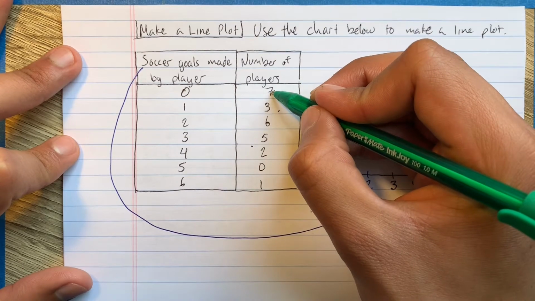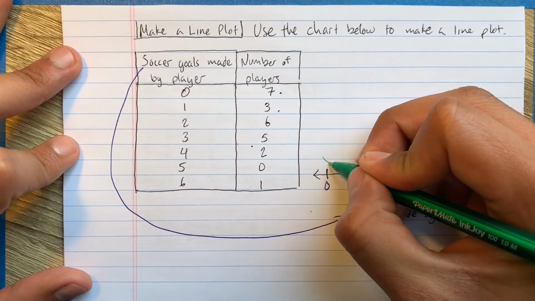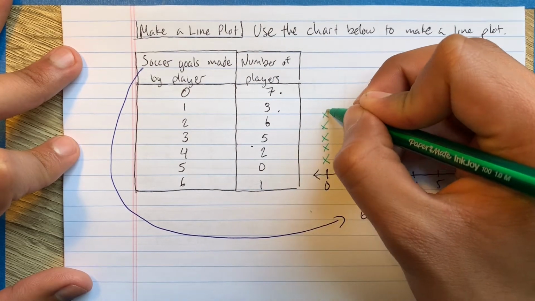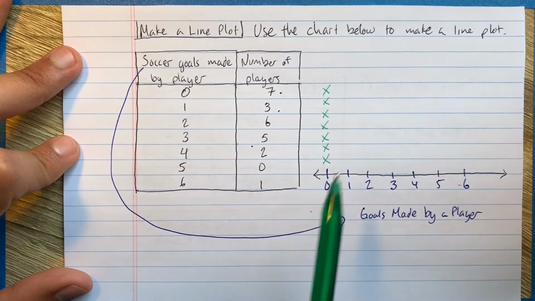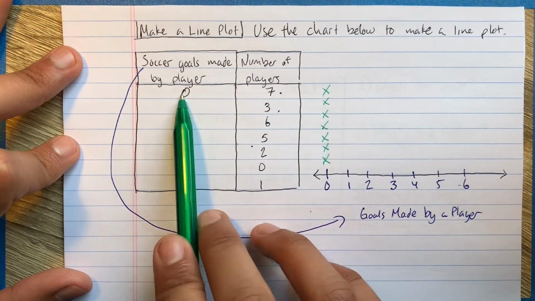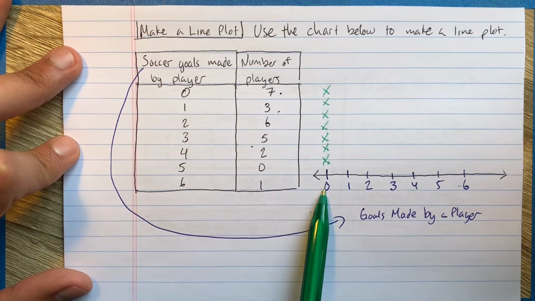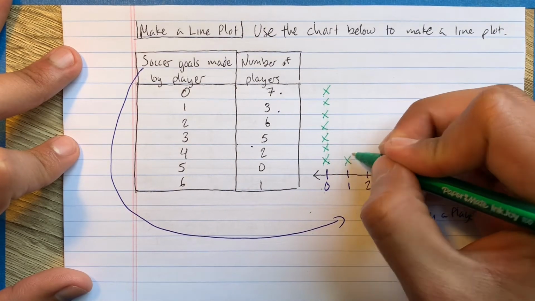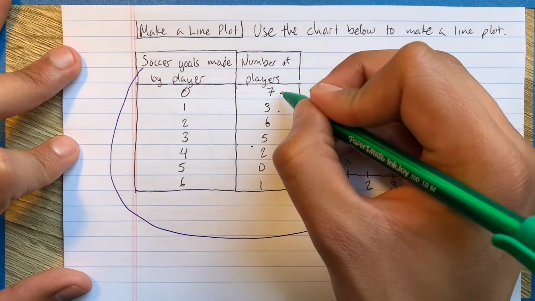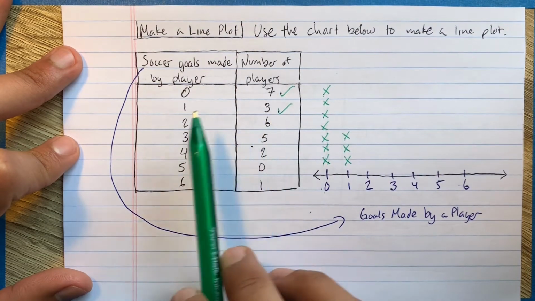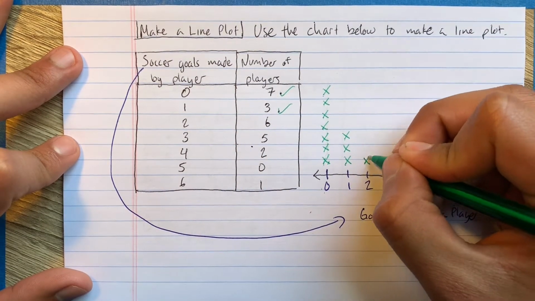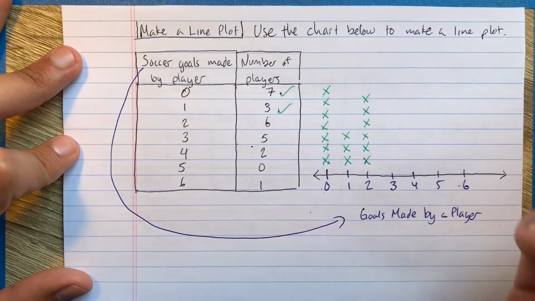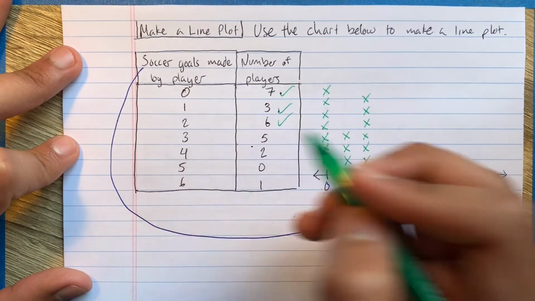So 7 players made 0 goals. So I'm going to represent that by drawing 7 X's. 1, 2, 3, 4, 5, 6, 7. Again, since 7 players made 0 goals, I'm going to put 7 X's above the 0. It looks like 3 players made 1 goal, so I'm going to do 1, 2, 3. 6 players made 2, so I'm going to draw 1, 2, 3, 4, 5, 6. Done. 5 players made 3.